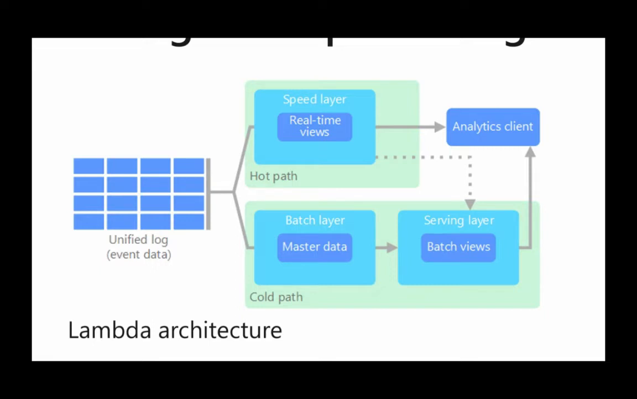The second path is your cold path, right? In the Lambda architecture, the cold path refers to the batch layer and the serving layer. The batch layer is where the master data is sitting and the processing is done. After the processing is done, the processed data is given to the serving layer for the batch views. These batch views can also accept data periodically from your real-time views and then be given to your analytics client to visualize the data, right?